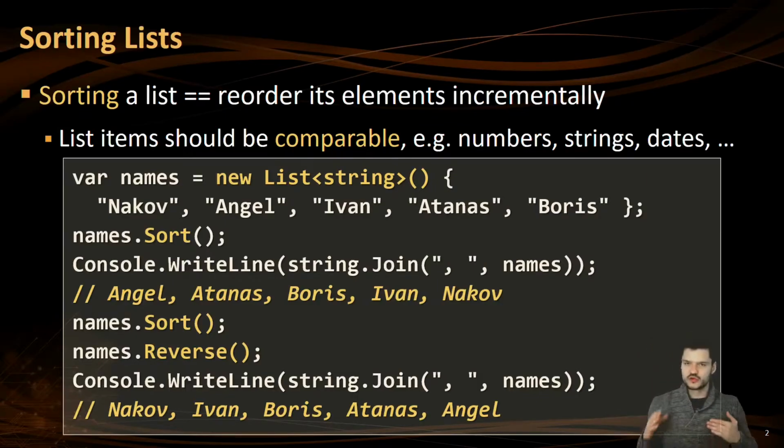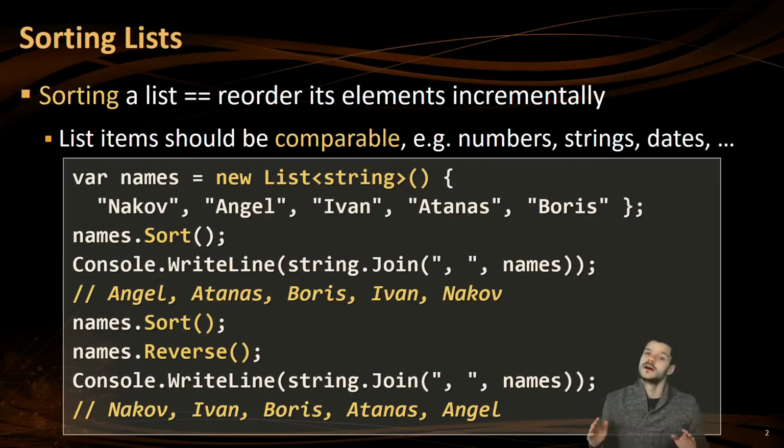Sorting means to reorder the elements incrementally. It means to sort them in an ascending order, right? So in the context of numbers, it's intuitive, right? From 1 to infinity. In the context of strings, it will be in a lexicographical order, in alphabetical order. In the context of something like a cat, we don't know that.